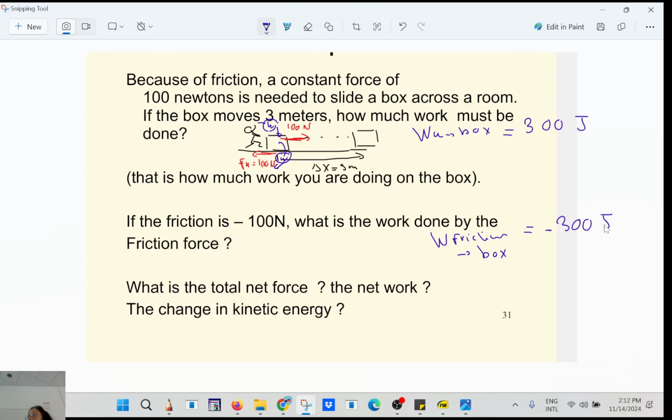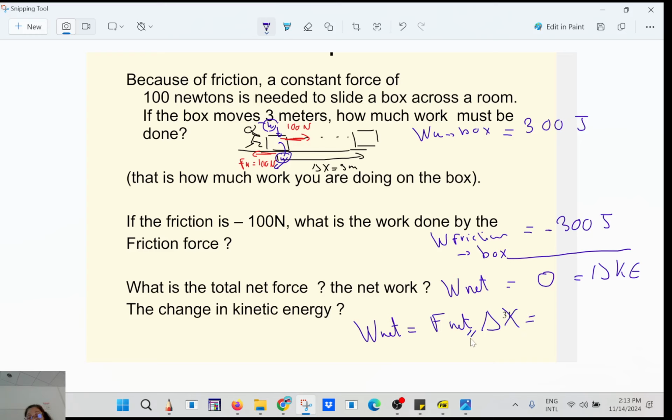Force times distance. So if I want to find the net work, I'm going to add all the works: the work done by the applied force and the work done by friction. So the net work will be 300 minus 300, which is 0. So the change in kinetic energy equals 0. Or I can use a different way. I can say the net work equals the net force times the displacement.